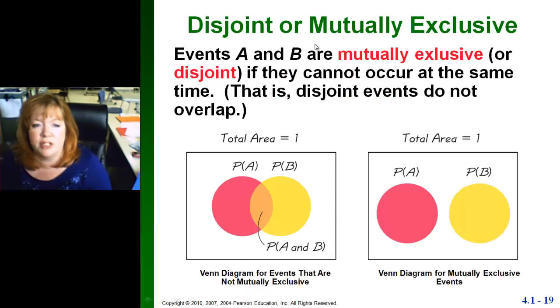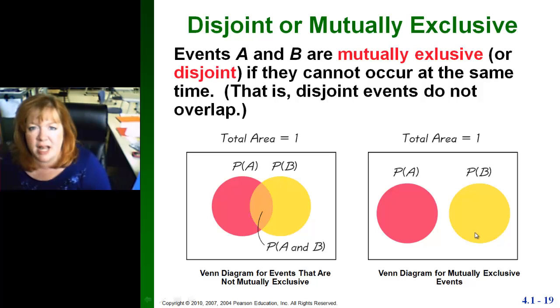Disjoint events are mutually exclusive. Events A and B are mutually exclusive if they can't occur at the same time. That is, disjoint events do not overlap. Here's our total area of 1, the probability of A and the probability of B. You can see that they overlap, so there's a probability of A and B. This is if they're not mutually exclusive. This one is if they are mutually exclusive.